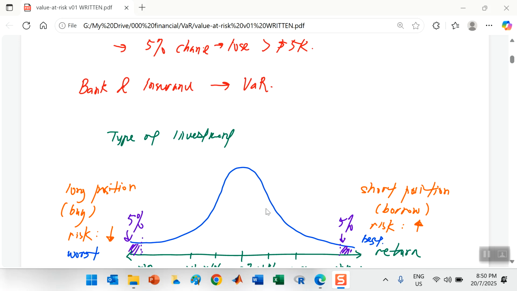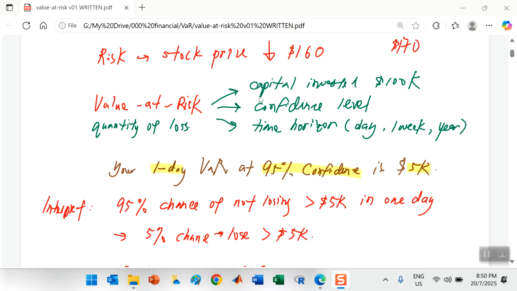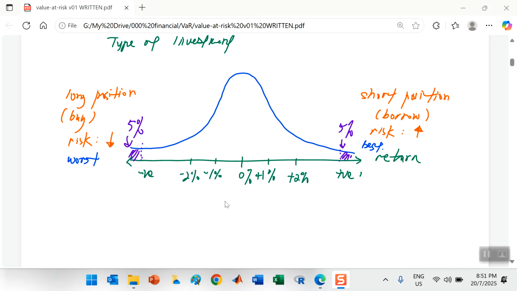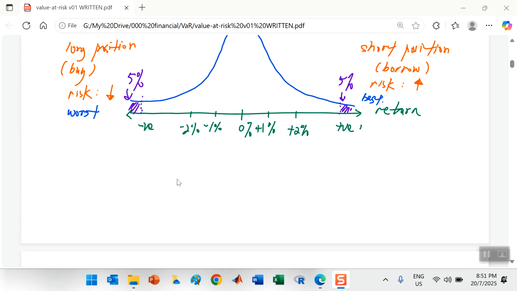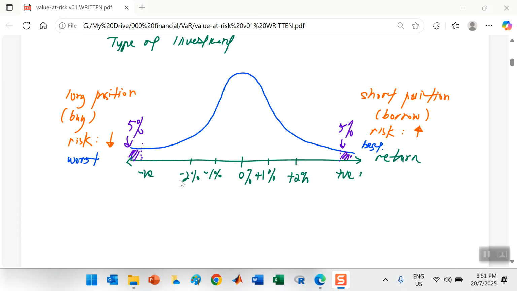So back to the value at risk, where value at risk consists of three important elements: time horizon, confidence level, and the invested capital. Okay? So the VAR, basically value at risk, provides a quantitative value to show us what might be the worst loss in, let's say, 1 day under, let's say, 99% confidence or 95% confidence level. Okay, so now we're going to go a bit further.